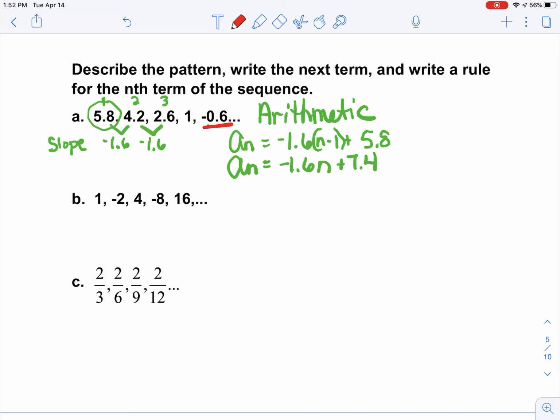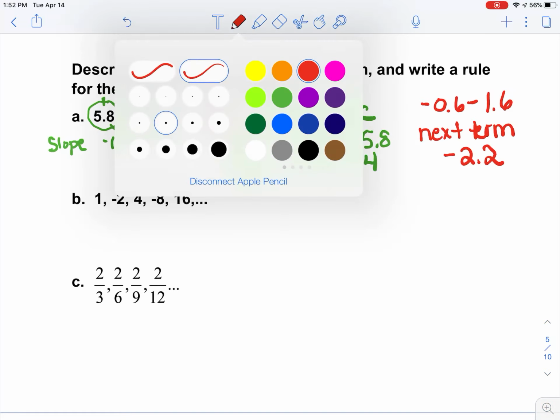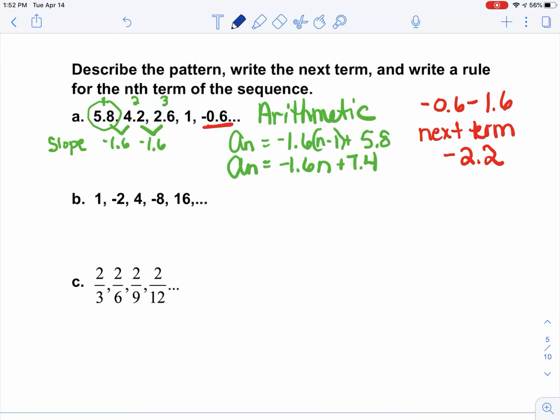All right, so the next one is find the next term. Well, my last term was negative 0.6. So if I take negative 0.6, and what am I doing each time? I'm subtracting 1.6. I'm going to get my next term to be negative 2.2. So it's arithmetic. Here's the formula. And my next term is negative 2.2. All right, let's look at this next one.